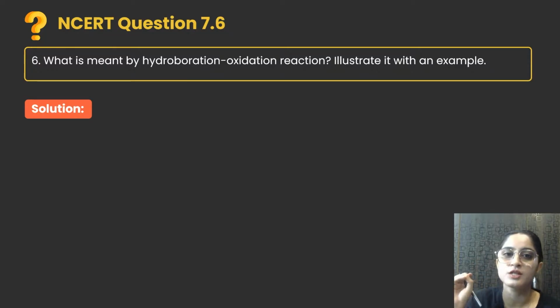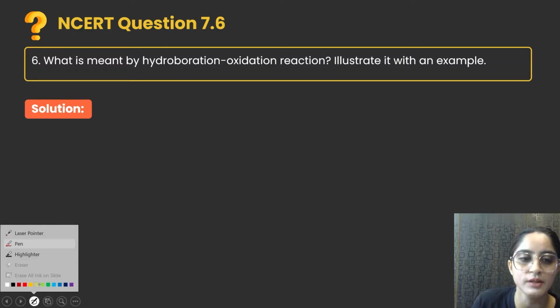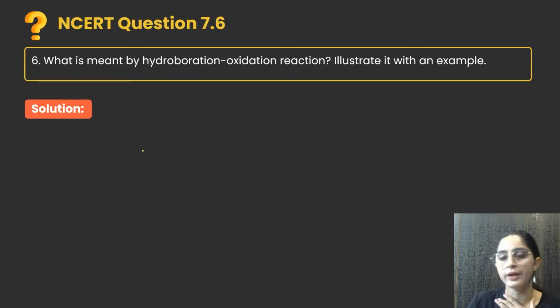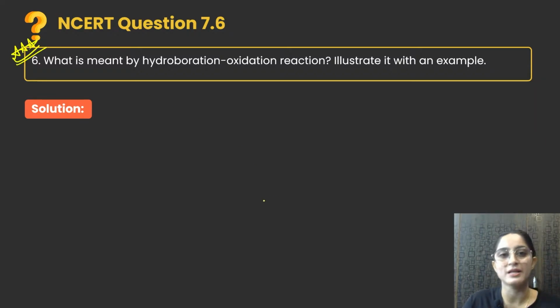Next is, what is meant by hydroboration oxidation reaction? Illustrate this with an example. So what do you mean by hydroboration oxidation reaction, beta? Very, very important question, right? Now I'll give you the mechanism of this. Okay, we'll start off with the mechanism.